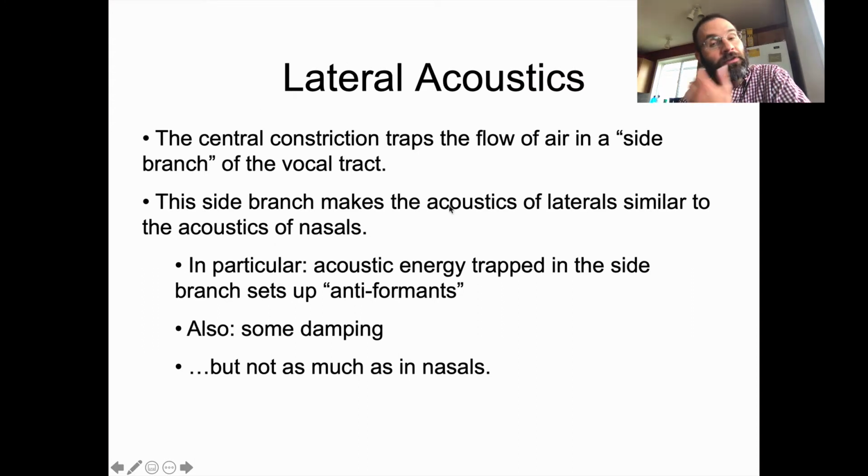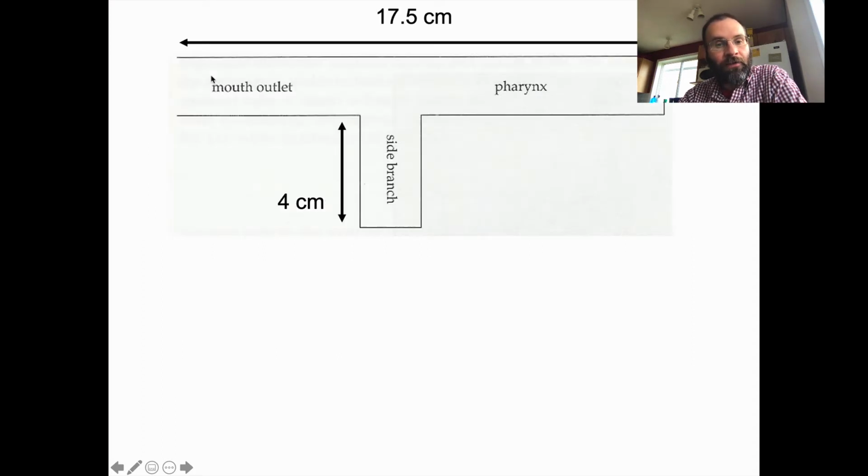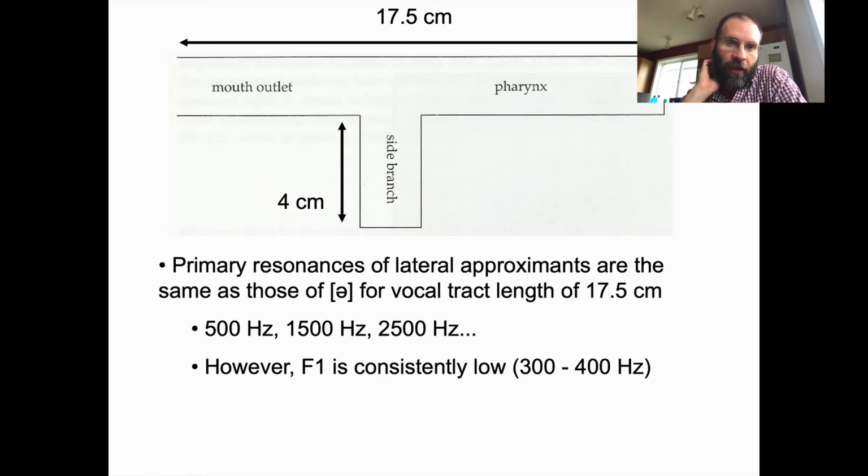So generally speaking, the acoustics of laterals will look like the acoustics of nasals. We'll get some damping, and we'll get antiformants as well, but because it's not a categorical change when you're going from a general oral or central sound to a lateral sound, you're not going to get as much damping as you do for nasals. You're not going to get as clear a distinction between a central sound and a lateral sound when you're looking at these things in a spectrogram. But otherwise there are similarities, including how to calculate what those antiformant resonances will be for a lateral.